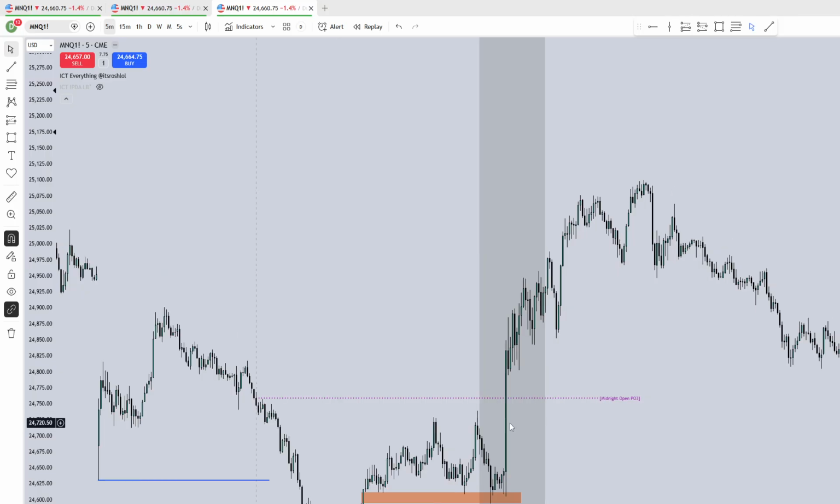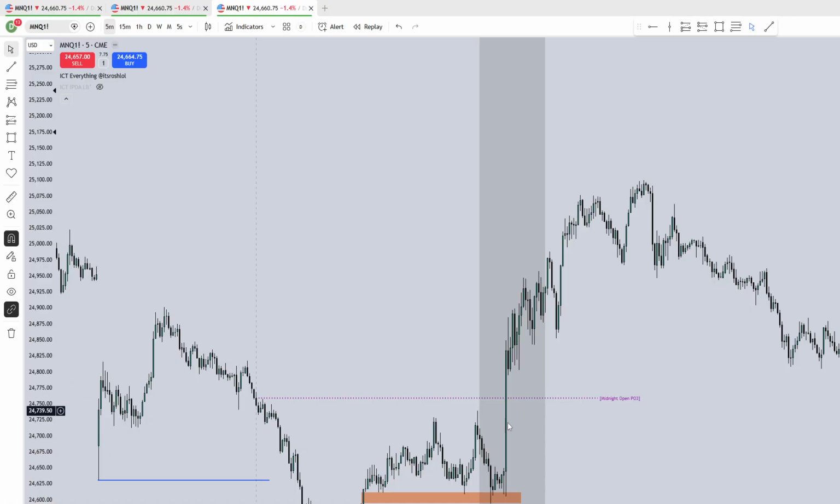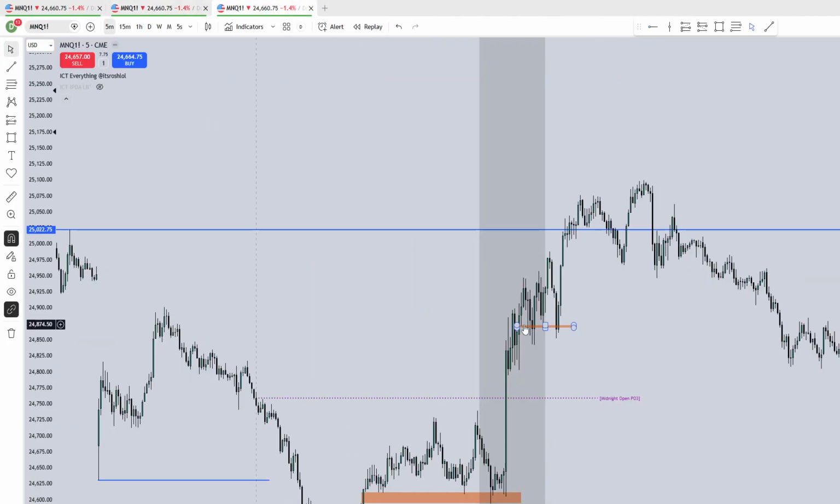So that brings me into how to approach the AM session on Monday with a 10 o'clock news driver. I like to wait for 9:30 and then the silver bullet. At 9:30 we didn't get a fill, but right here there's a small little imbalance. Go back to the hourly chart, target that swing high. Boom, there's your 2R. That's what I took on Monday.